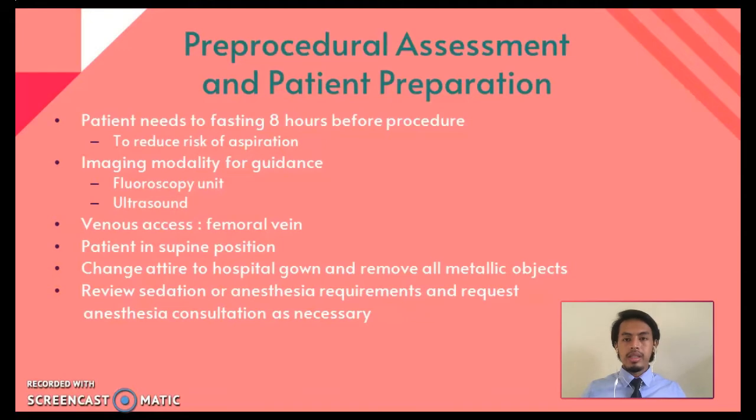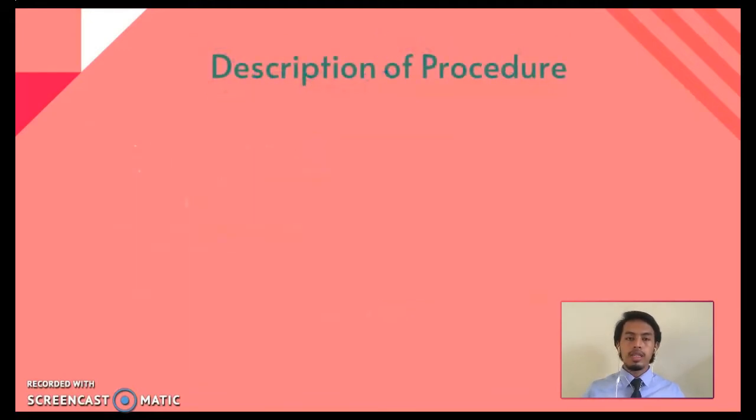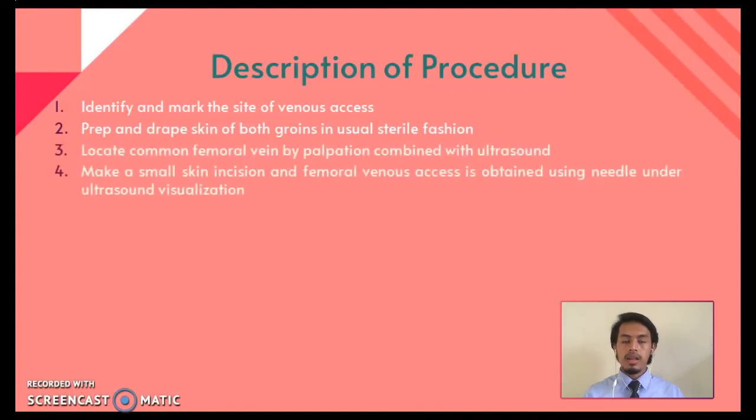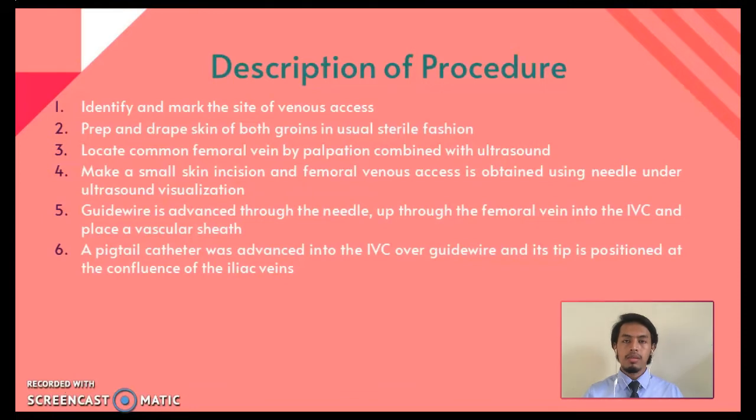So this is the description of the procedure, which gives an overview of how these procedures are carried out. First of all, the site of venous access is identified and marked. The skin of both groins is shaved, prepped and draped in the usual sterile fashion. The common femoral vein is located by palpation and ultrasound. Local anesthesia is administered and a small skin incision is made.